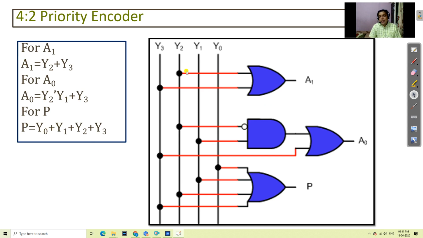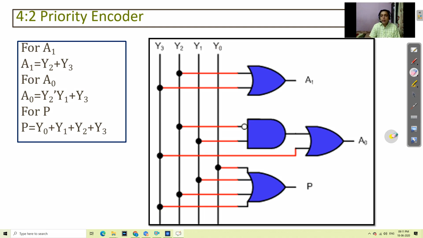Okay, so likewise I can implement. So a1 is equal to y2 plus y3, a0 is equal to y2 dash and y1 ANDed together, and it is ORed with the y3. And priority P is equal to y0 plus y1 plus y2 plus y3, which is the OR operation. So this is the design of priority encoder.